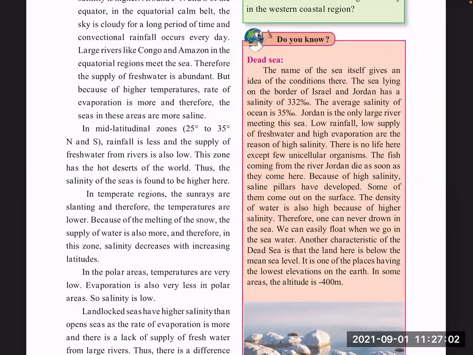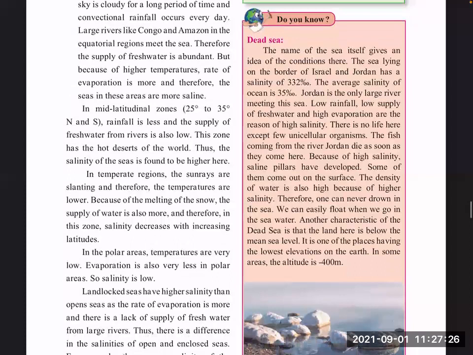Once the latitude starts increasing towards the pole, the salinity decreases because the sun rays and sun energy are also reducing. In the polar areas, temperatures are very low. Temperature is automatically very low in polar regions. Everywhere we can see the ice. Evaporation is also very less in the polar areas, so salinity is also low.